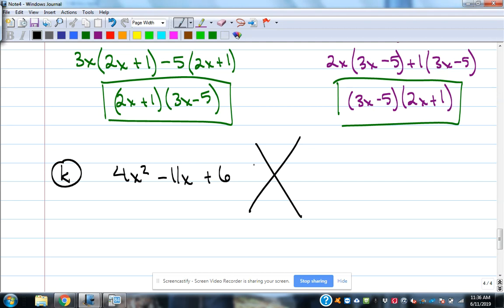What goes on the top of this X? 24. Good job. 4 times 6 is 24. We want it to add to be negative 11. So that sign in the middle there, that's a negative 11. So we've got to think a little bit here about when you multiply to be a positive and you add to be a negative, you know both numbers have to be negative, right? That's the only way to multiply to be positive is negative times negative or positive times positive. So if it adds to be negative, then they both have to be negative. So what numbers could do that?